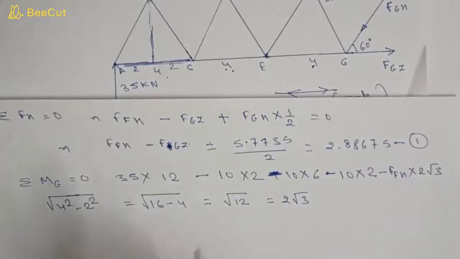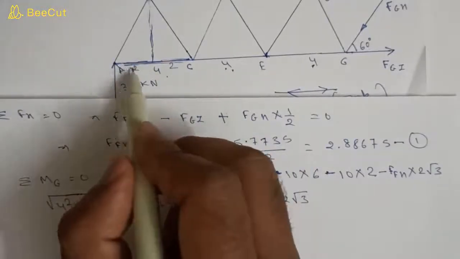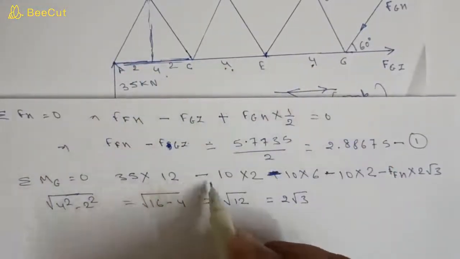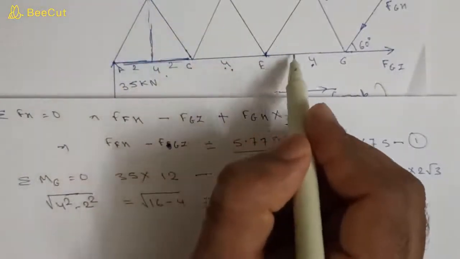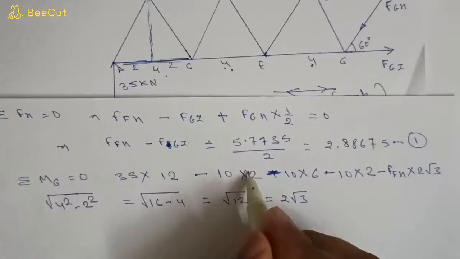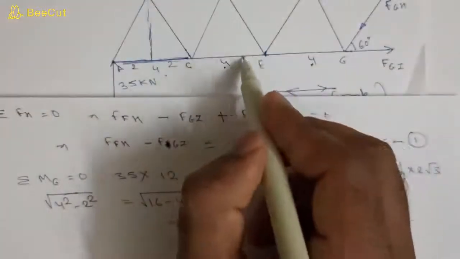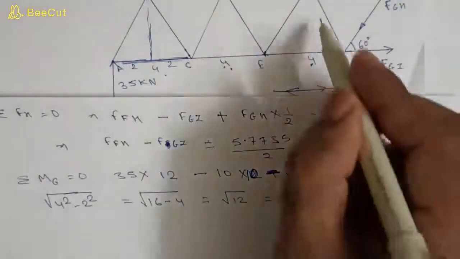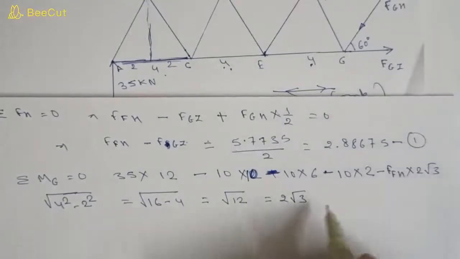Sorry, I have made a mistake here. See, we have to write 35 into 4 plus 4 plus 4 from here is equal to 12, minus 10 into, this is 2 meter plus 4, 6 plus 4 is equal to 10. So we should write here 10 minus this 10 into 2 plus 4 is equal to 6, minus this 10 into this distance is 2. Okay, so this is 2 root 3.